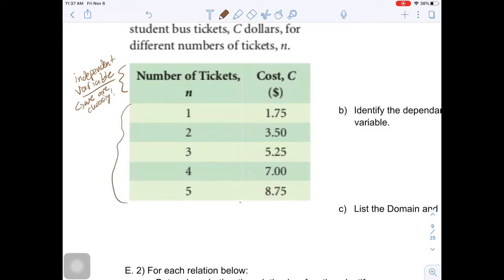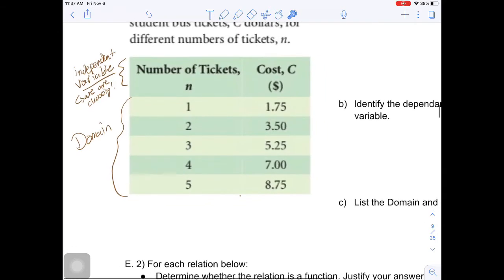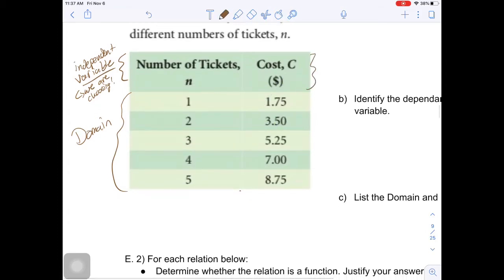The independent variable is made up of the domain. So these values make up your domain, okay? Now, what's responding to how many tickets we buy? Well, that's the cost these things make. So this would be the dependent variable. And remember, it's kind of easy with this because on the left-hand side, you always pretty much represent your independent variable. On the right-hand side, you're always going to represent your dependent variable. What is the dependent variable made up of? Well, it's made up of the range.